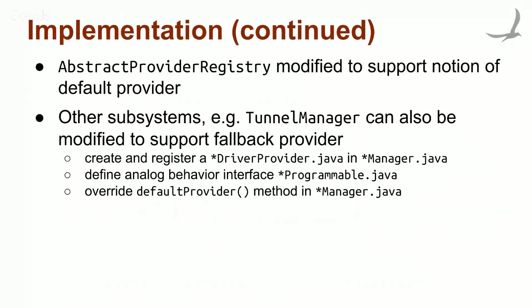We modified the abstract provider registry in order to support these fallback providers. And right now we implemented it in the flow rule, the group, and the packet. Let's say somebody else wants to implement it in another subsystem. It can be done. It's fairly easy. For example, for the tunnel manager, you create a tunnel driver provider and register it in the tunnel manager, define the tunnel programmable.java, and override in the tunnel manager the default provider method, providing the instance of the tunnel driver provider. So it falls back to that one in case there is no default tunnel manager.